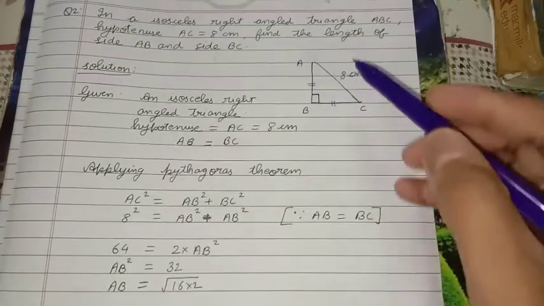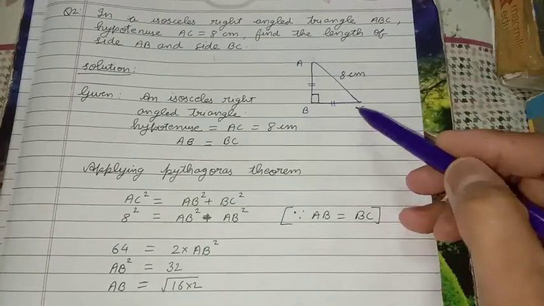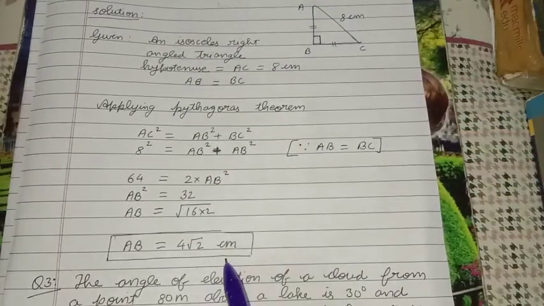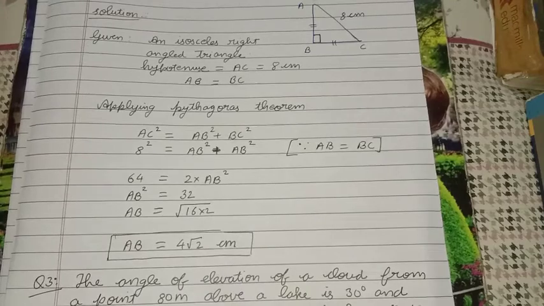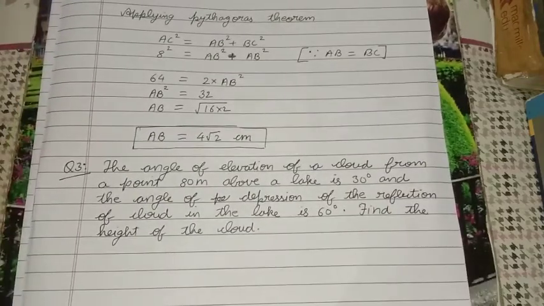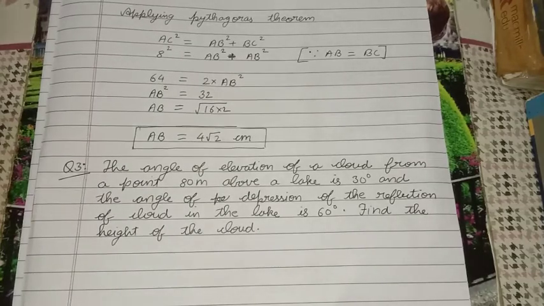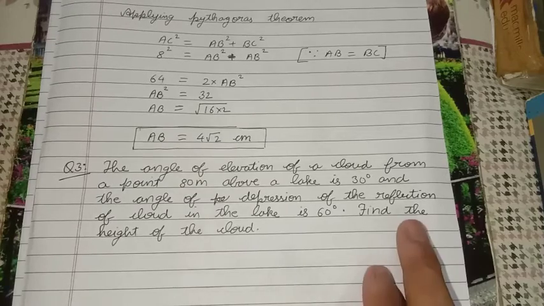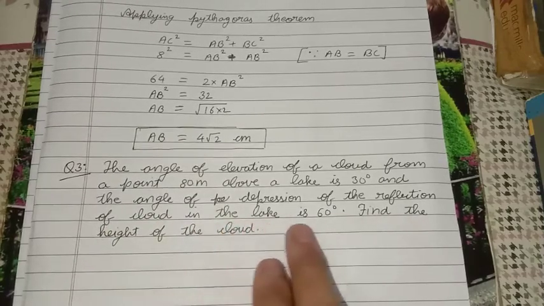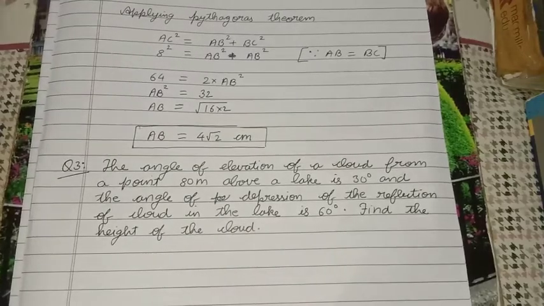So therefore in this triangle AB and BC both will be equal to 4 root 2 centimeter. Correct? Okay, let's move with next problem. The angle of elevation of a cloud from a point 80 meters above a lake is 30 degree, and the angle of depression of the reflection of the cloud in the lake is 60 degree. Find the height of the cloud.